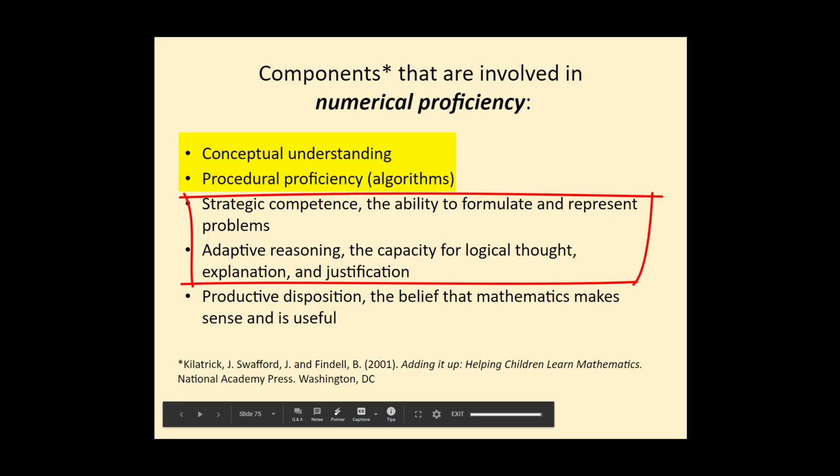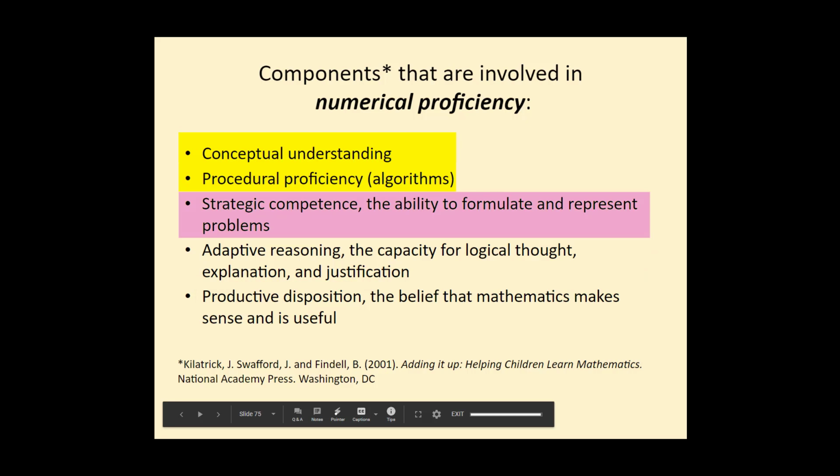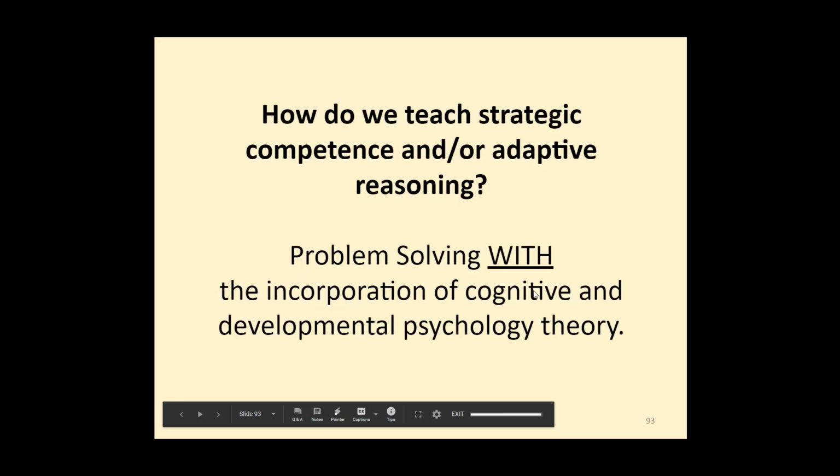The next two we haven't really discussed, and that's what we're going to focus on in this lecture: strategic competence, the ability to formulate and represent problems, and adaptive reasoning, the capacity for logical thought, explanation, and justification. This last one, which happens to be my favorite one, we're going to hold off on for a little while. But I want to talk about these two because we have to think to ourselves, as teachers, how do we teach strategies? How do we teach students the ability to adapt to a situation and apply logic? So, how do we teach strategic competence and adaptive reasoning?